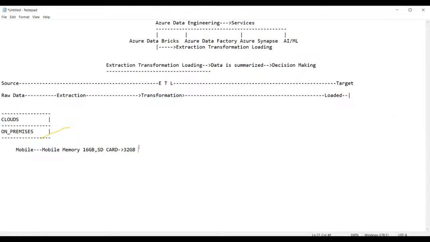So now tell me, totally what is the amount of memory you have in your mobile phone now? 32 plus 16, guys, tell me. 32 plus 16 means what? 48 GB. Very good. So totally, you can store up to 48 GB now in your mobile phone along with the SD card.